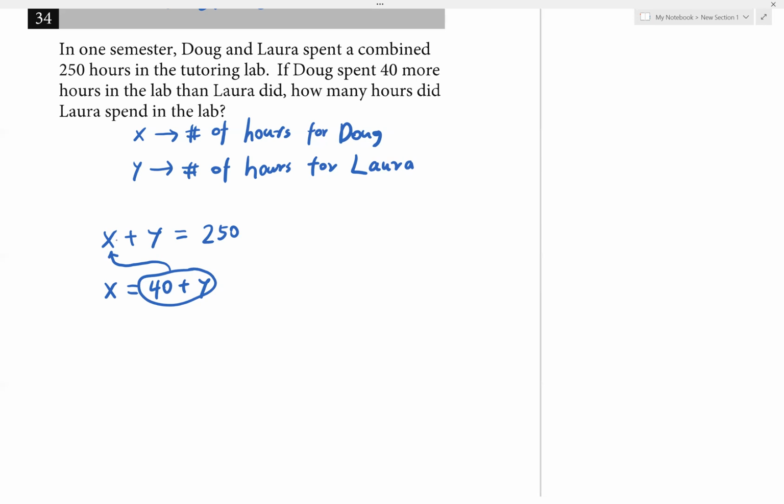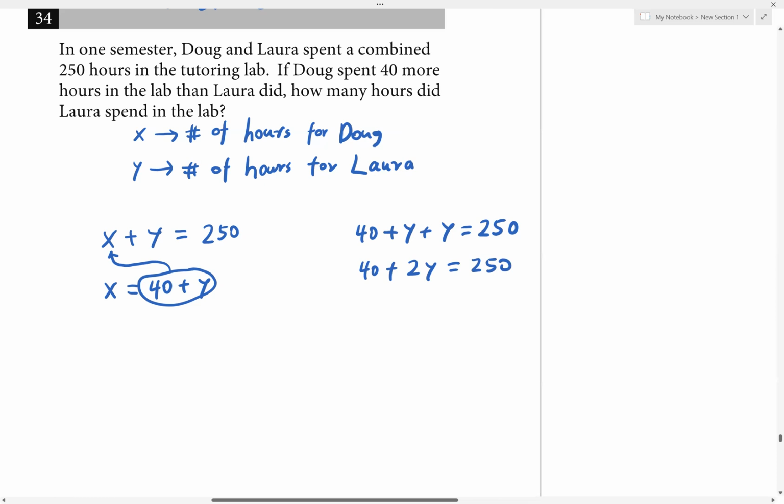So now the first equation, instead of x plus y equal to 250, will be 40 plus y plus y equal to 250. To solve it, we get 40 plus 2y equal to 250. To solve for y, subtract 40 on both sides: 2y equal to 210. Then divide by 2 on both sides: y equal to 210 divided by 2, that's 105.